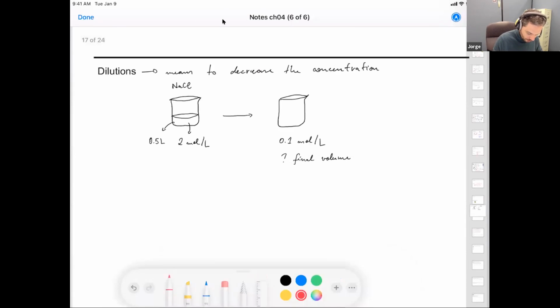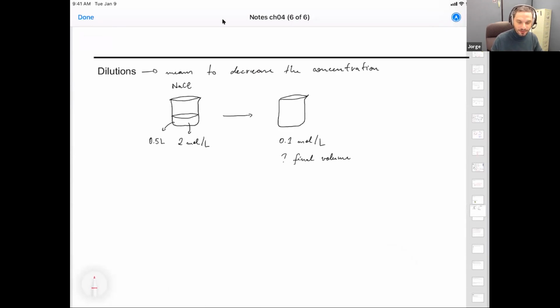In the case of dilutions, we can use a very simple formula that will tell us what's the final volume or what's the final concentration. So we are going to use C1 times V1 equals C2 times V2. C1 is the initial concentration.